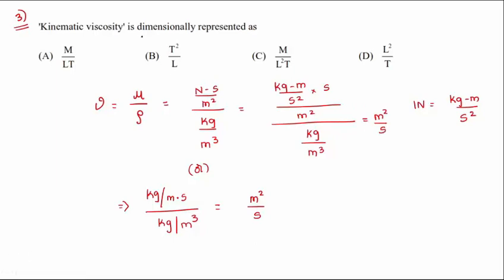And here he is asking you the dimensionally represented by. How is meter square per second represented in terms of length and time? L square by T, or L square T inverse. L square by T. Obviously option D will be the right answer for the given question. Simple question from properties of fluid. Kinematic viscosity is dimensionally represented by L square T inverse.